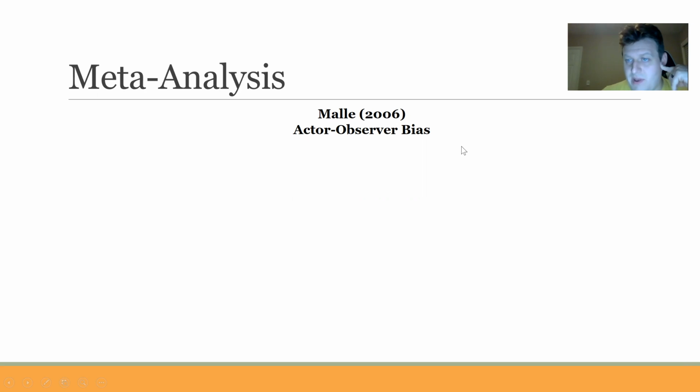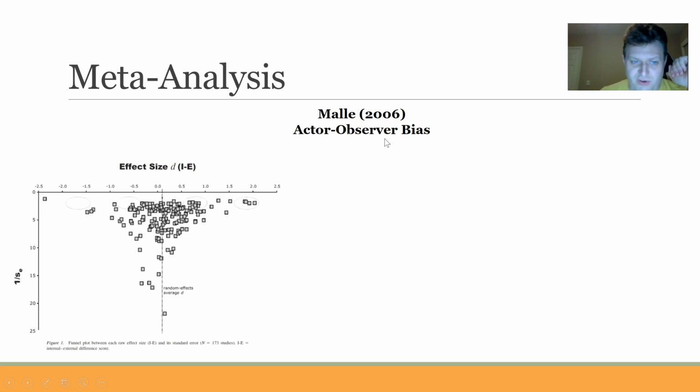And this is a phenomenon that is talked about in social psychology for quite some time, and it's in all the textbooks. So Mal wanted to check this out, wanted to see if the actor-observer bias was really true. So what Mal did is conducted a meta-analysis here, and we have a funnel plot here, but it's a bit of a reverse funnel plot. So the precision of the study increases as we go down the graph.